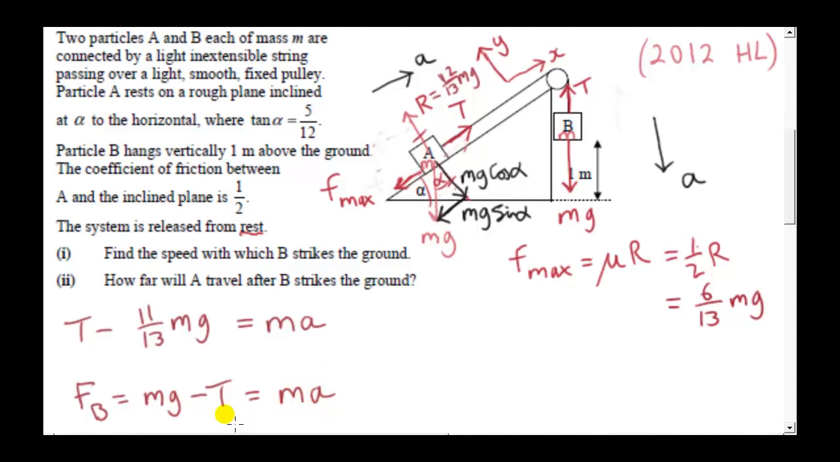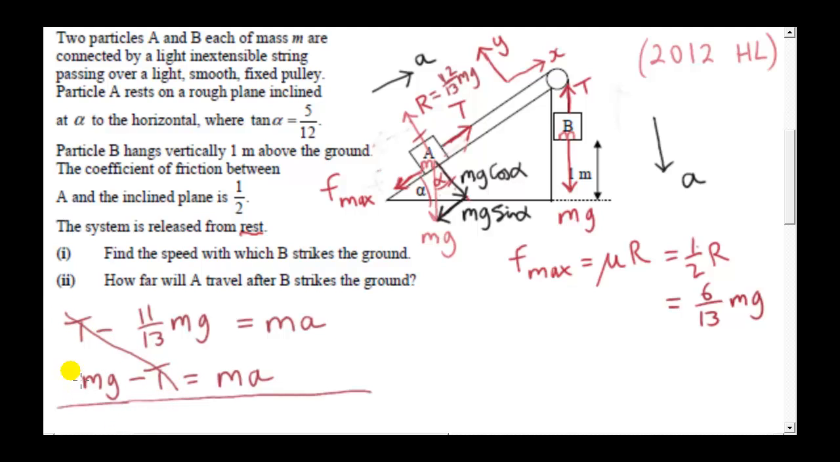We don't have to worry about x and y directions here. There's only one direction, and downwards is positive. So we have two equations and two unknowns. We have 13/13 mg minus 11/13, it's 2/13 mg. Adding the right hand side, we get 2ma. The m's cancel, so we can see that the acceleration doesn't depend on the mass of both particles.